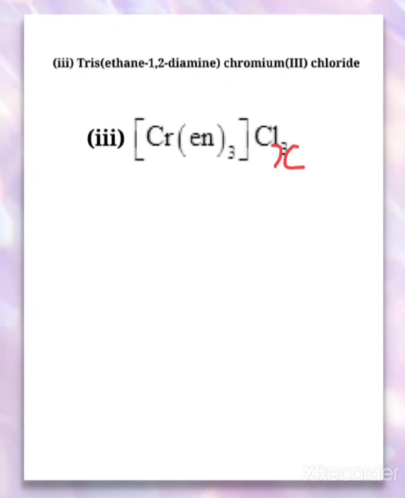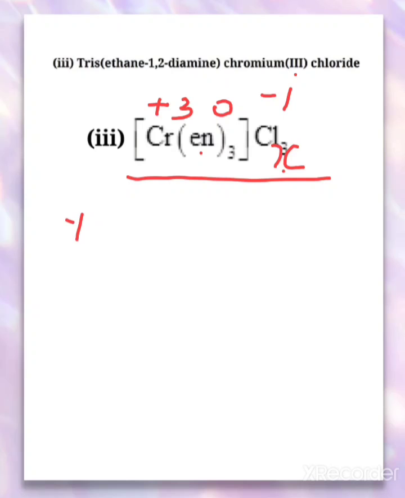First of all, write the individual oxidation states. Cr, chromium, is 3 as given in the Roman numerals, so we write 3 here. Because en is a neutral ligand, it does not have a charge, so I keep 0 for en. And Cl, we know chloride has -1. The single chloride ion has -1 charge, but how many Cl are there, we have to find out here. The overall charge of this molecule is 0, including the counter ion.